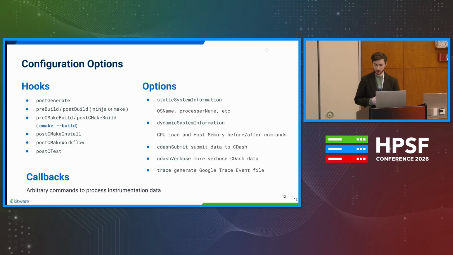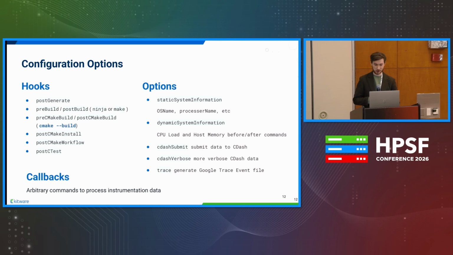So this is kind of a recap. I just wanted to put all of the options on one slide. These are basically how you can configure instrumentation. There's the different hooks of when you want the indexing to occur, the optional data that you want to collect, and then your callbacks.